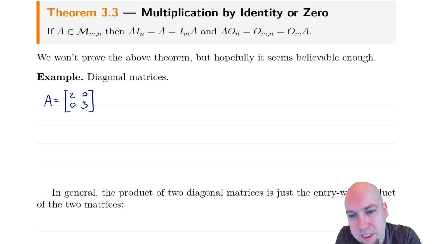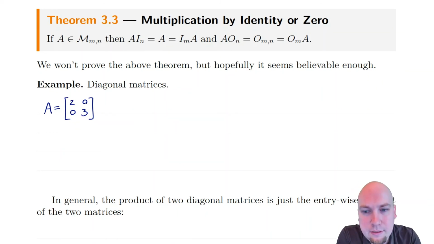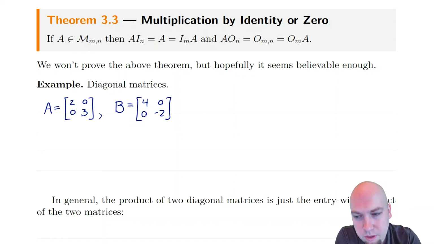Okay, so for example, this matrix here, this matrix A, 2, 3, that's diagonal. Here are the diagonal entries, they're 2 and 3, and everything else is 0. This matrix here is also diagonal. Here are its diagonal entries. They can be whatever they want to be. But the point is the off-diagonal entries are all 0.